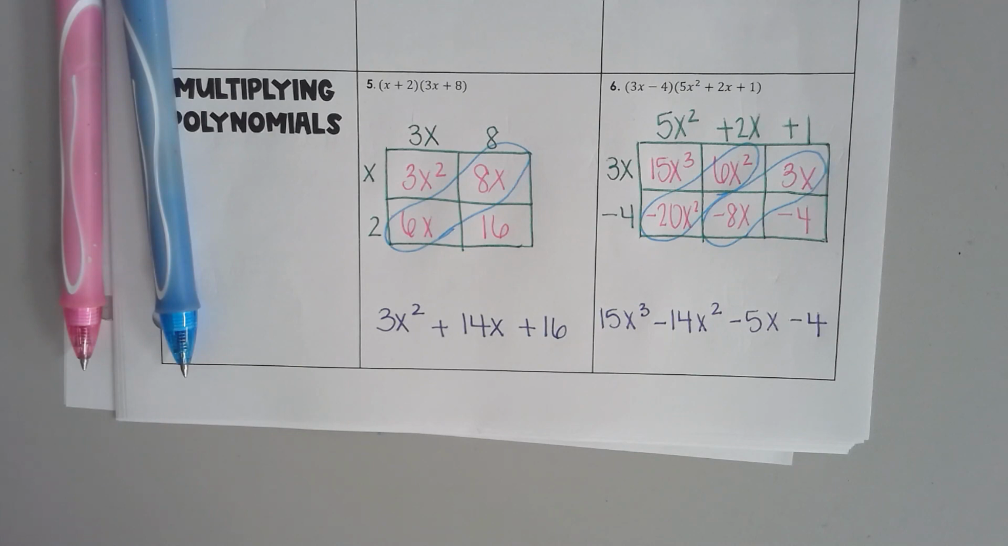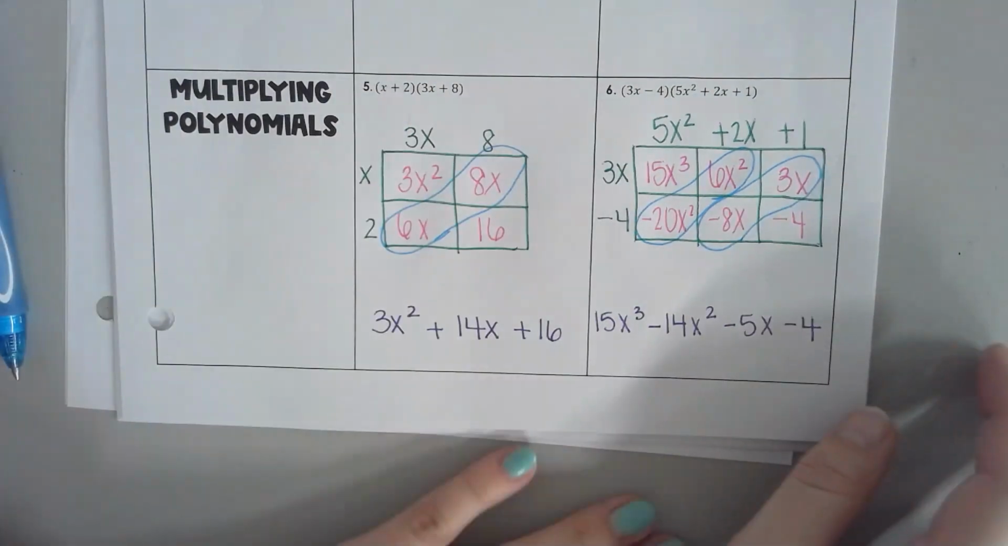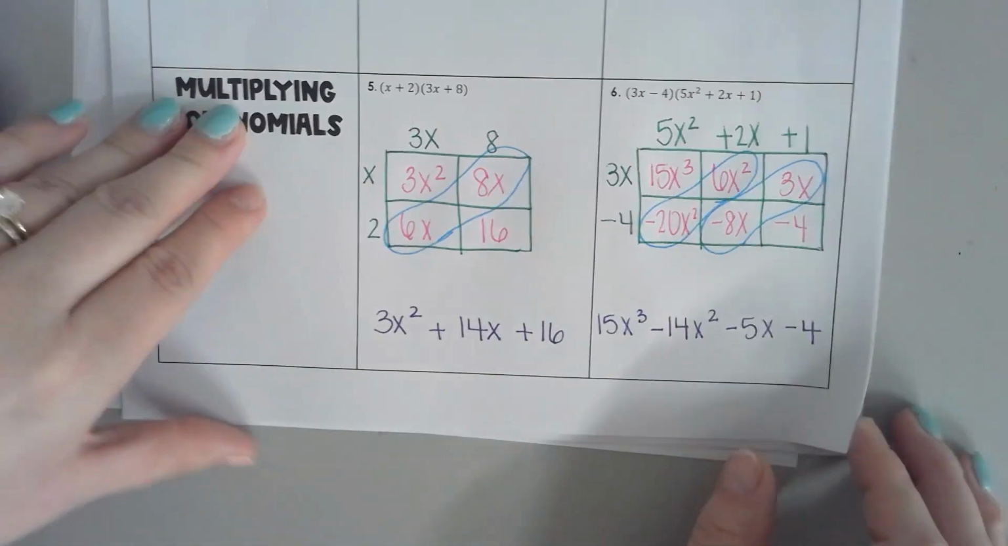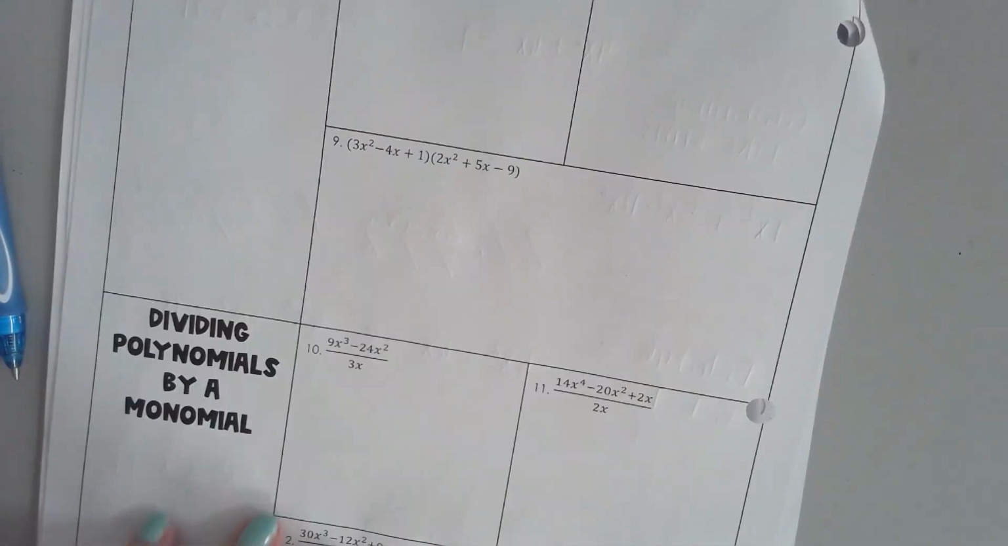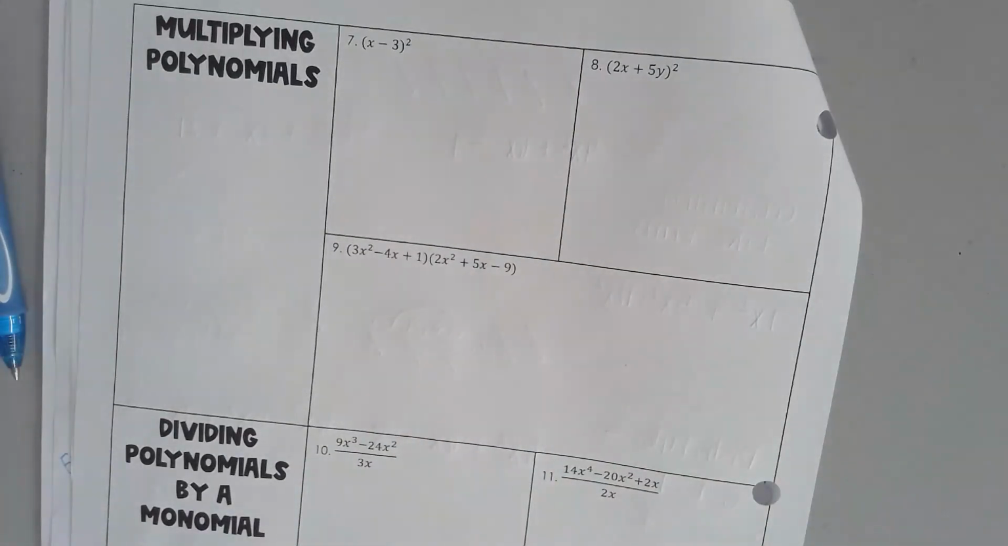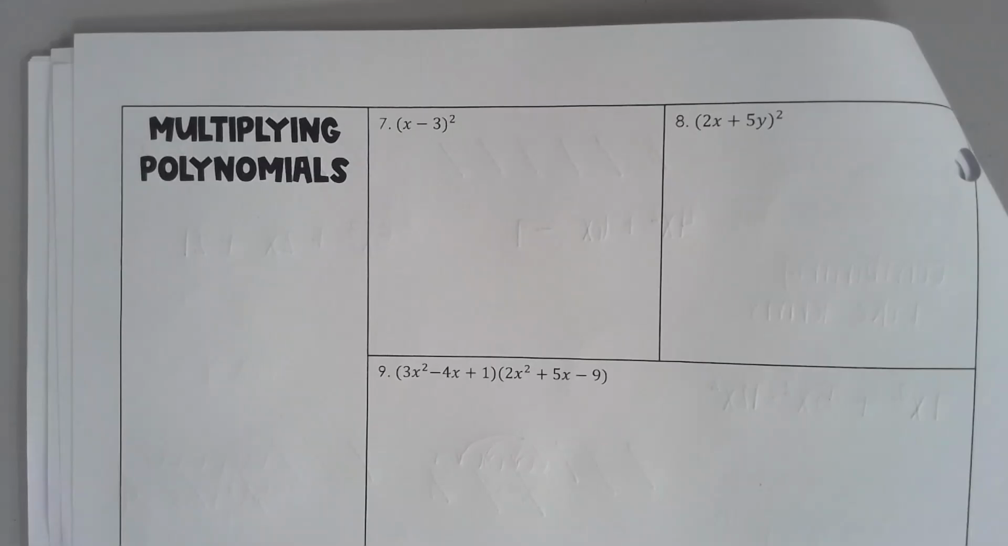And I get 15x cubed minus 14x squared minus 5x minus 4. I'm going to give you a minute or two. I want you to try number 7. Just write what you think it is. I purposely made you do this one without any assistance because I wanted you to get it wrong. If you put x squared plus 9 or x squared minus 9, you are wrong.